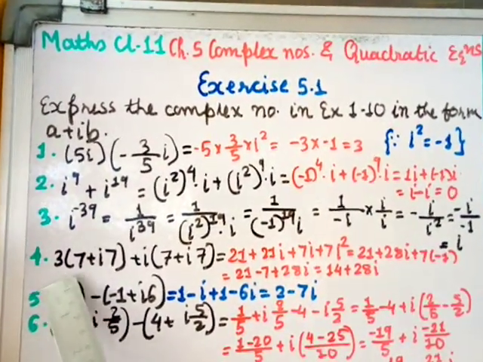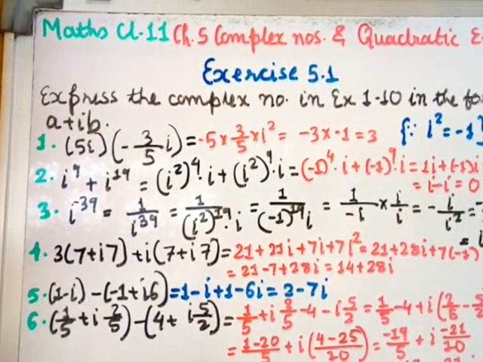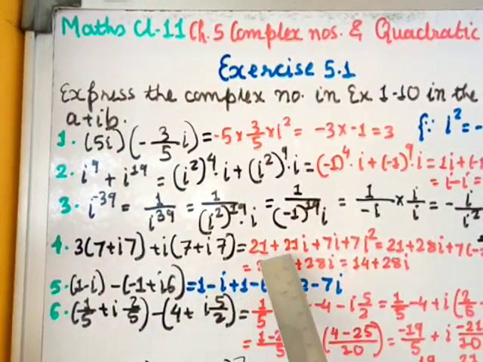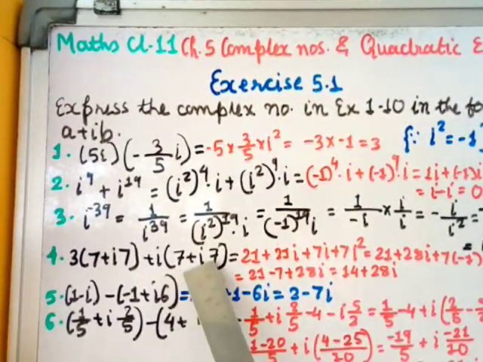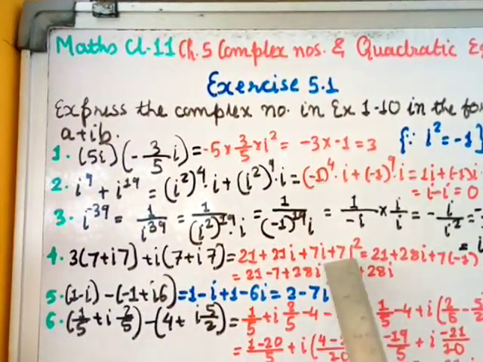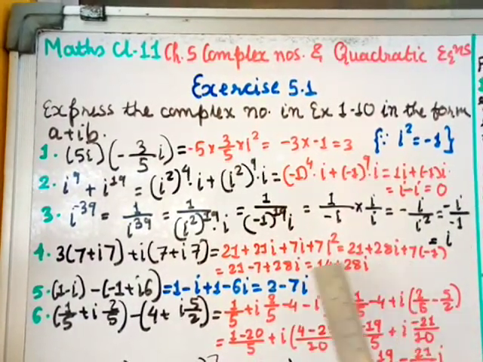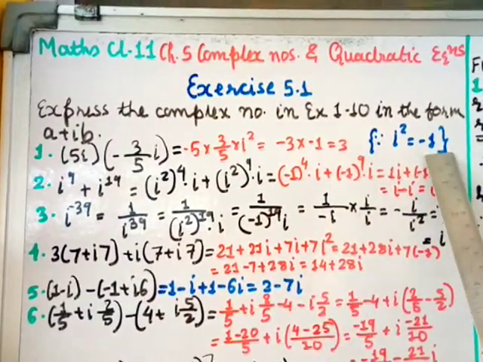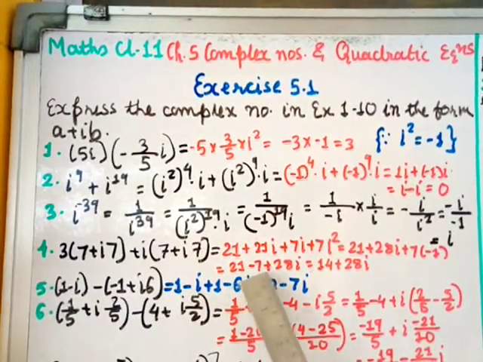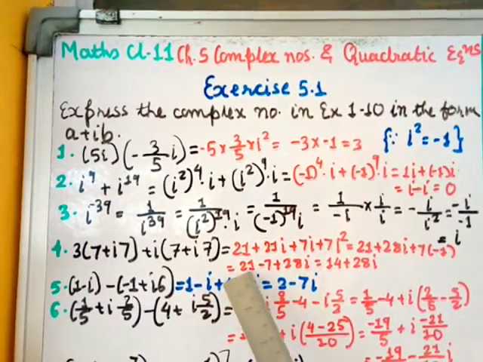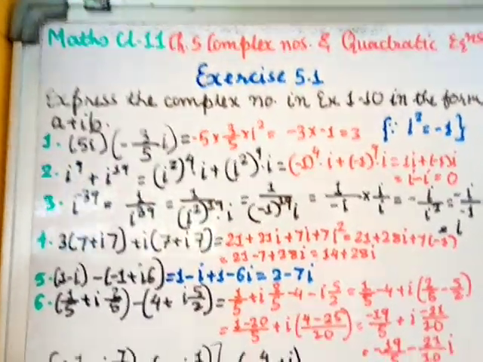Question number 4: 3 into 7 plus i7, plus i into 7 plus i7. Okay, first open the bracket. So when you open here, 3 into 7, 21, plus 3 into 7, 21i plus 7i, plus 7 into i is i square. Here 21 as it is, then 21i plus 7i gives you 28i. Then plus 7 and i square we know is minus 1, so put minus 1. So you get here 21, 7 into minus 1 is minus 7, plus this 28i as it is. 21 minus 7 is 14 plus 28i. Okay, so that is the solution for question number 4.